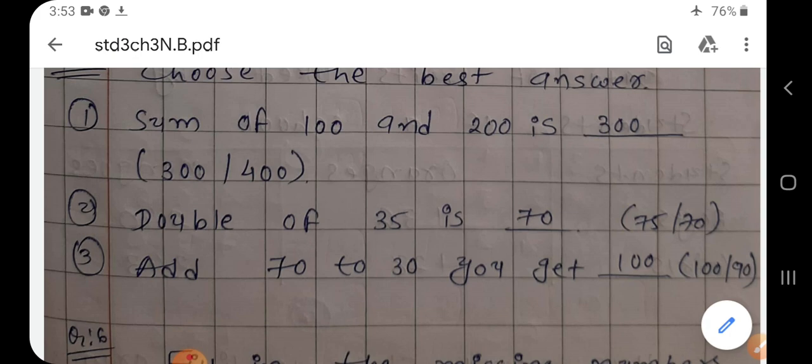So 30 means 10, 10, 10 three times. You can write 30 as 10 plus 10 plus 10. 70 plus 10 is 80. Then 80 plus 10, 90. 90 plus 10 is 100. So the answer is 100. Add 70 to 30, you get 100. So 100 is the right answer.